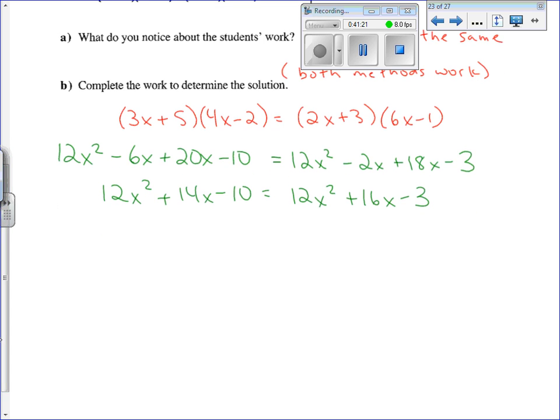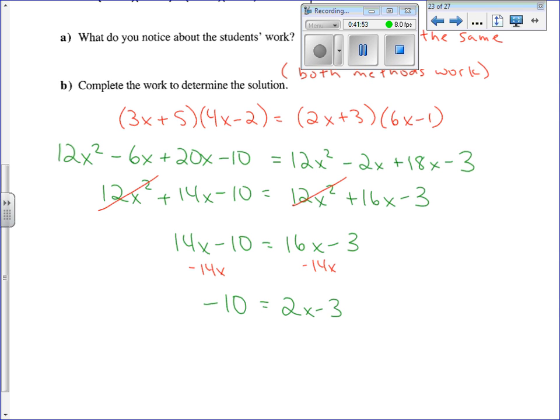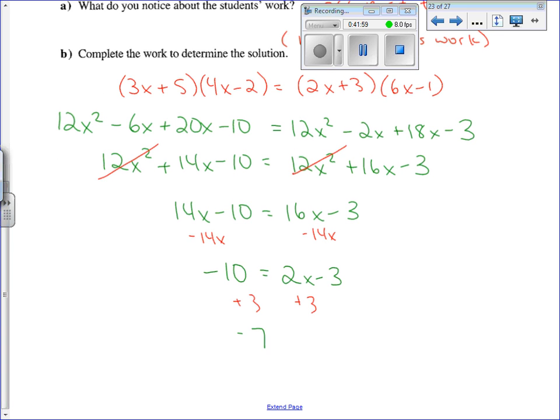So what would happen there is I subtract 12x from both sides, which means that basically those two terms are the exact same and they exist on both sides of the equal sign, so I can cancel. So I'm left with 14x minus 10 equals 16x minus 3. So I'm going to subtract 14x from both sides to give me negative 10 equals 2x minus 3. Then I'm going to add 3 to both sides. And I get negative 7 equals 2x. So x is negative 7 over 2.